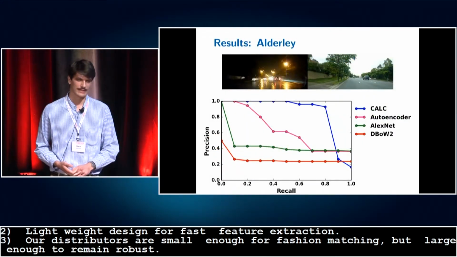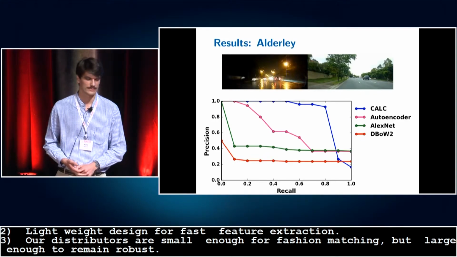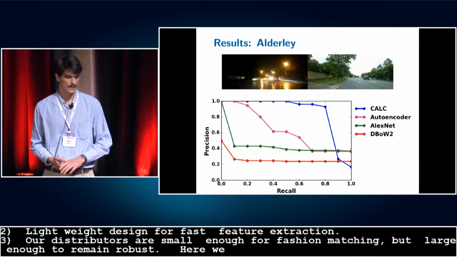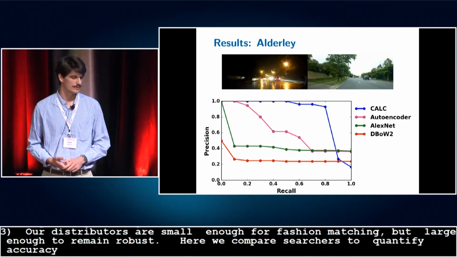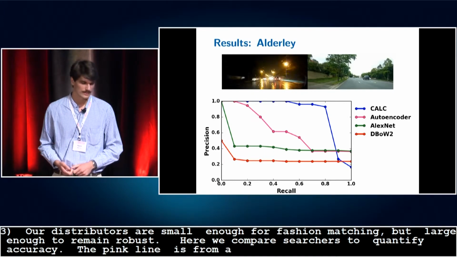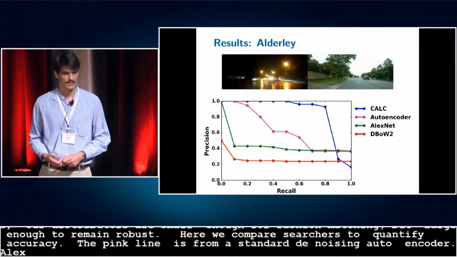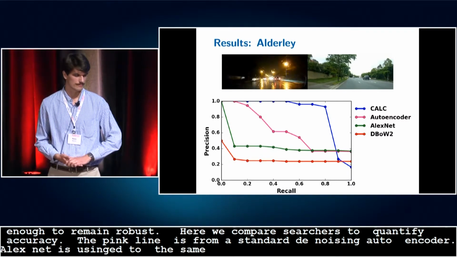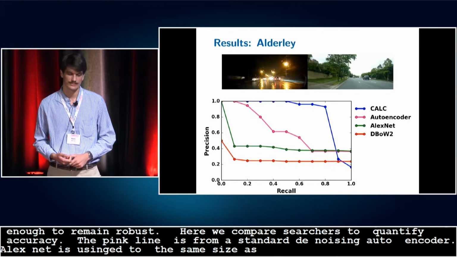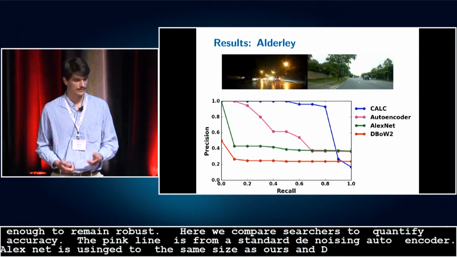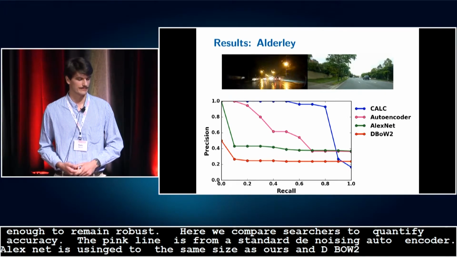Here we compare nearest neighbor searches for various methods to quantify accuracy. The pink line is from a standard denoising autoencoder, which is the same size as our network. The green is from AlexNet features reduced to the same size as ours. And the red is from the state-of-the-art DBoW2. This curve is generated from a subset of the Elderly data set. And our method, shown in blue, is shown to be superior here.